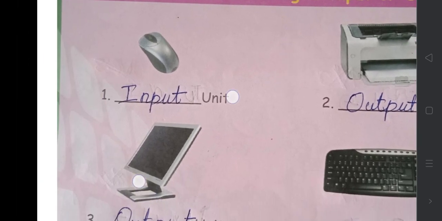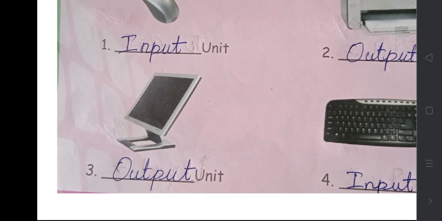You can see here, this is the monitor. The monitor is an output unit, because it shows you the result. Any unit of a computer that gives you a result is called an output unit. Since your monitor gives you the result, it is an output unit.